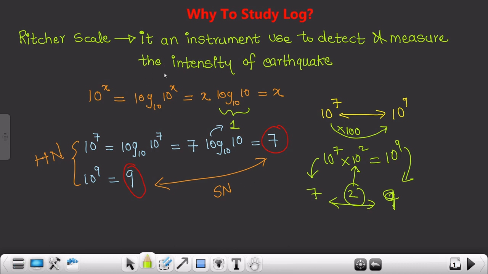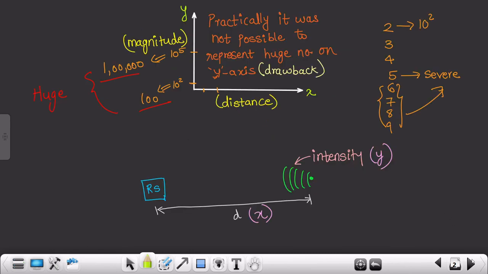First of all, when we started the video, we just saw about the Richter scale. So basically, the Richter scale is an instrument used to detect and measure the intensity of earthquake. Okay, then what we saw is this particular graph, and the graph was between the distance and the magnitude. So we saw that, let's suppose this was your earthquake, and this is your Richter scale placed somewhere over here. So the distance between both of them was plotted on the x-axis, and the intensity of the earthquake was plotted on the y-axis.